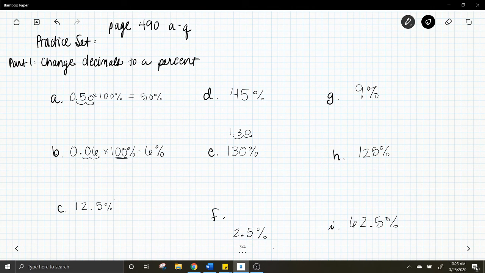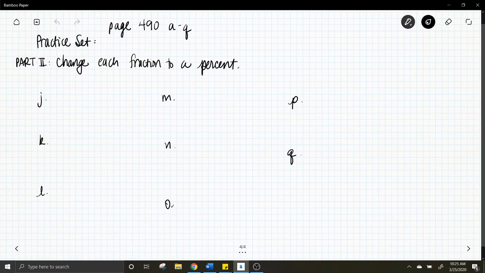Let's move on to the second section, and that will be changing some fractions and mixed numbers to percents. So change these fractions and mixed numbers to a percent, once again by multiplying by 100%. So just quick review, reduce your fractions if you can, and change your mixed numbers into improper fractions before you multiply. So take a second, work on those. Pause the video. I'm going to get a drink of water.